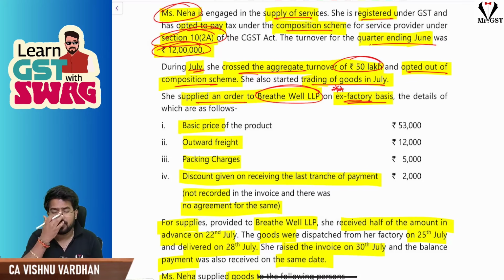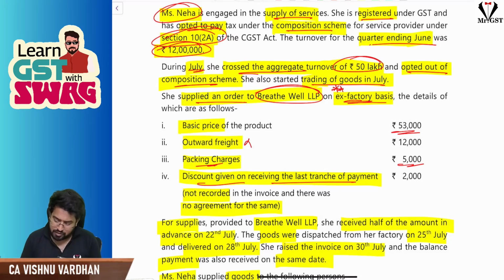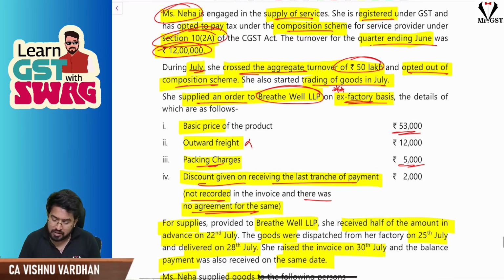The sale will end at her factory gate. So outward freight will not be considered for value of supply. Please be careful here. 53,000 and packing charges 5,000. Discount given on receiving the last tranche of payment is not recorded, and this is nowhere as per the agreement. Because this discount portion is not satisfying the conditions, you will not exclude it. So 53,000 plus 5,000, 58,000, you will not exclude the discount, so you will just ignore this.